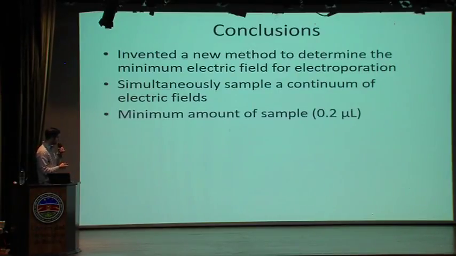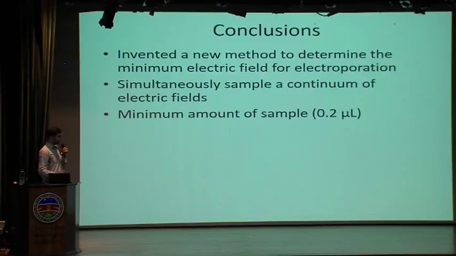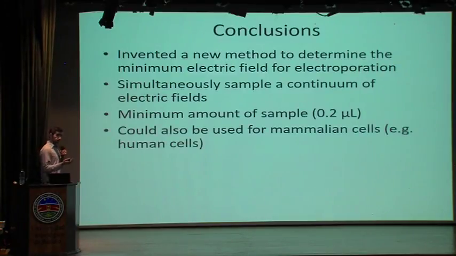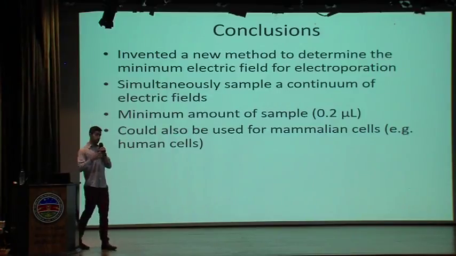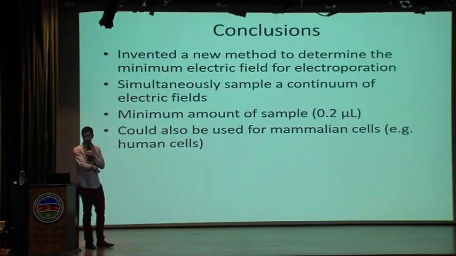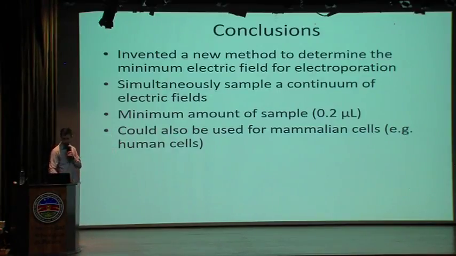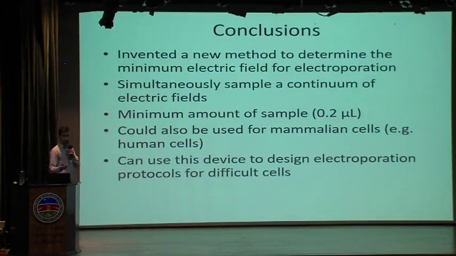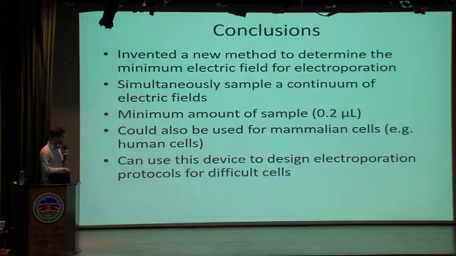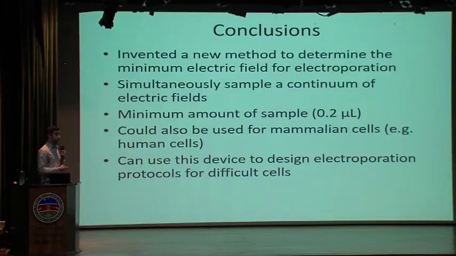The analysis uses very small amounts of sample, less than a microliter. And it could also be used to study transformation of mammalian cells, like human cells. So we believe this device would be very versatile for other situations. Finally, we can use this device, again, to design electroporation protocols for other cells, and specifically with bacteria that we were unable to treat with electroporation before.